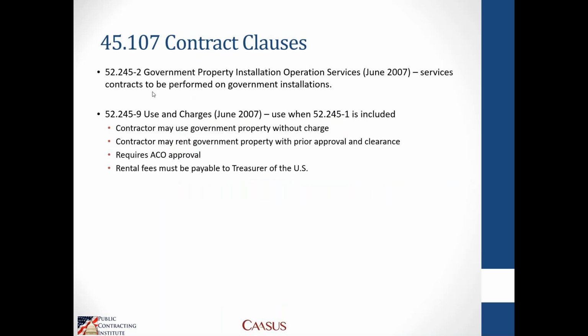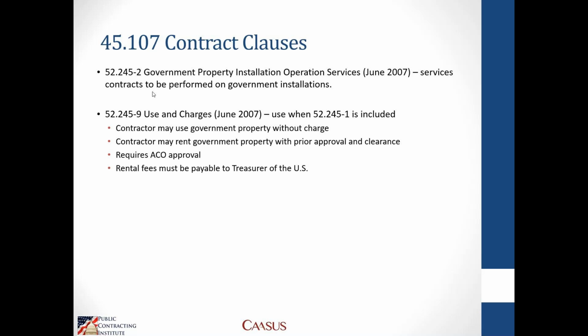So other government contracting clauses in Part 45, 45-2 talks about government property installation operation services. So this is when service contracts are going to be performed on government installations, and it governs who's responsible for managing the property on the government installations. Sometimes these are GovCos, government-owned, contractor-operated facilities. So look for that if you're in that kind of business.